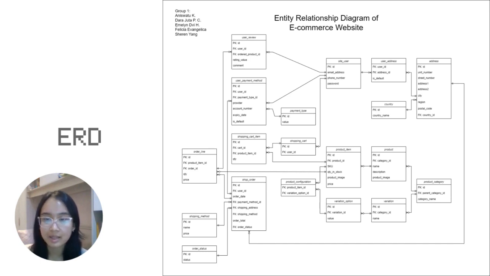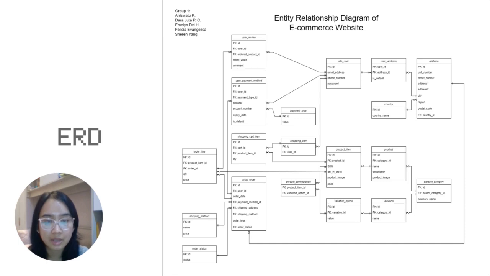Alright, so this is the ERD, or Entity Relationship Diagram, of the e-commerce website OBUS. You can zoom in because it's too small to see. We will start with site user. It is intended to store data of the registered users of the website who can place orders, meaning that they have their own ID, marked as PK or primary key, email address, phone number, and password. It is related with the tables of user address, user review, user payment method, and shopping cart.